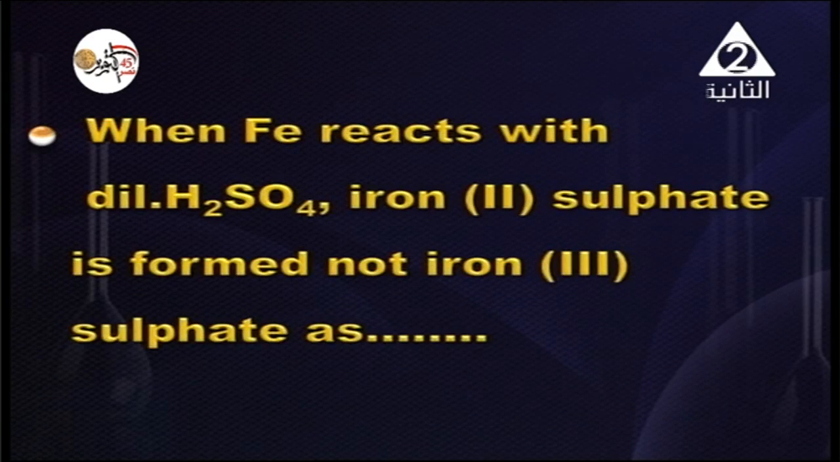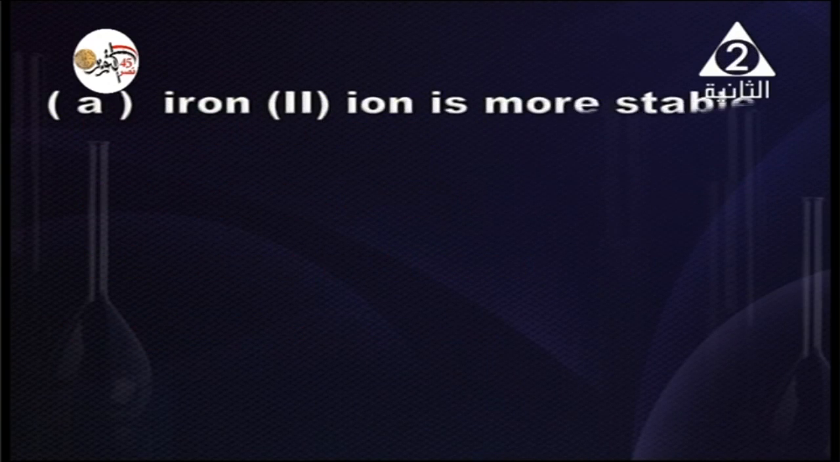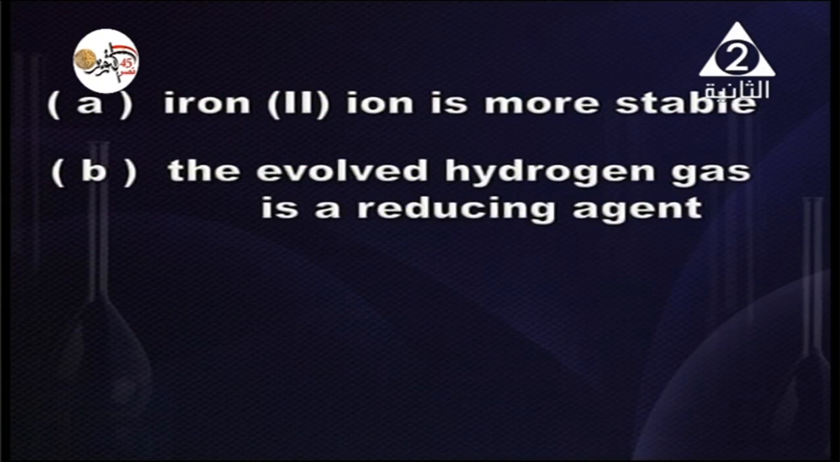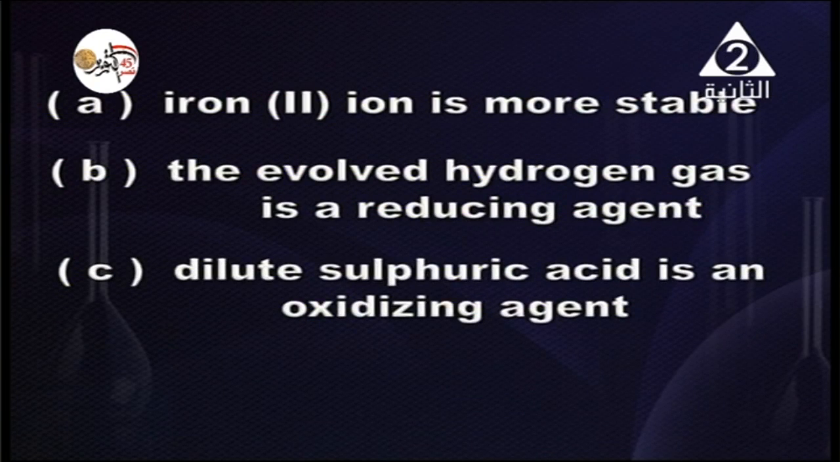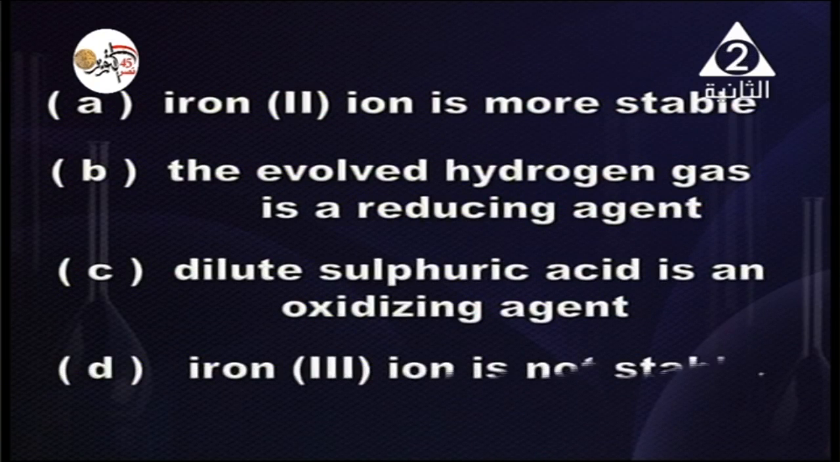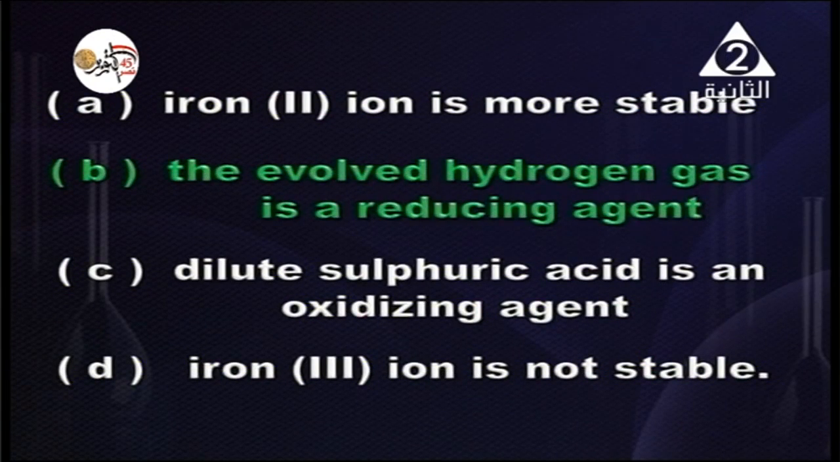Next point: when iron reacts with dilute sulfuric acid, iron(II) sulfate is formed, not iron(III) sulfate. As what? Iron(II) ion is more stable. The evolved hydrogen gas is a reducing agent. Dilute sulfuric acid is an oxidizing agent. Iron(III) ion is not stable. If you think about it, yes, the answer will be that the evolved hydrogen gas is a reducing agent.